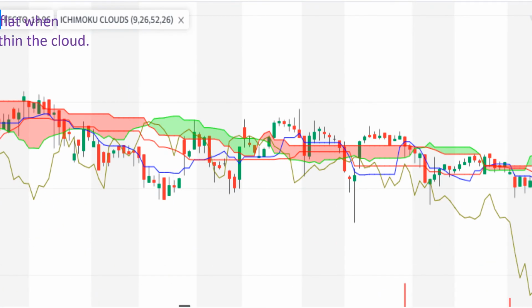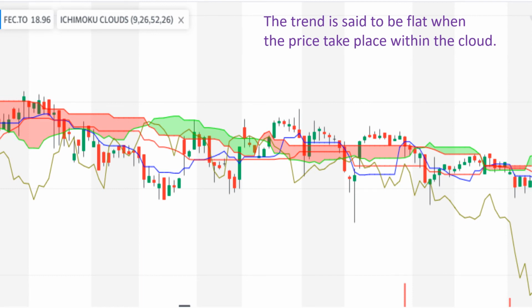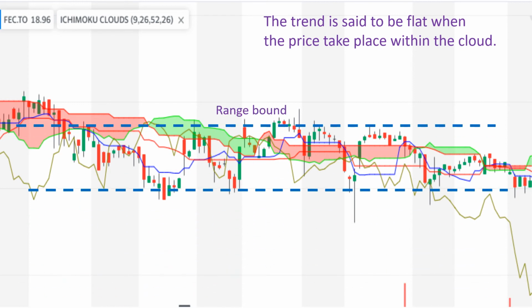This is the price trend, and the trend is said to be flat when the price takes place within the cloud. When the clouds are thin, support and resistance levels are viewed as being weak. In this situation, it is believed that prices can break out or break down through those levels more easily. As you can see, the trend is range bound, choppy, flat, and going sideways, and the clouds are narrow and weak, and it is not recommended to enter the trade.